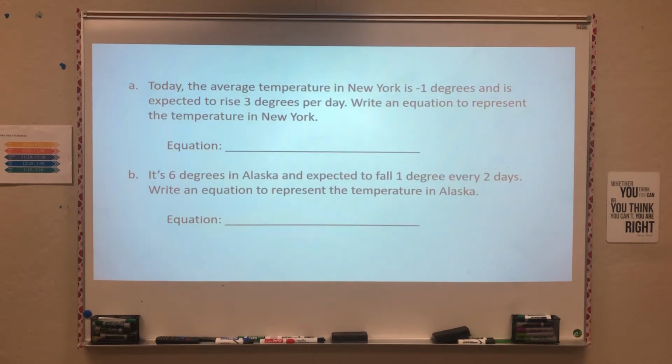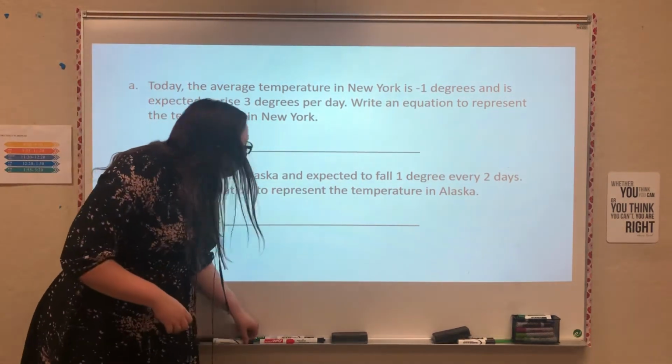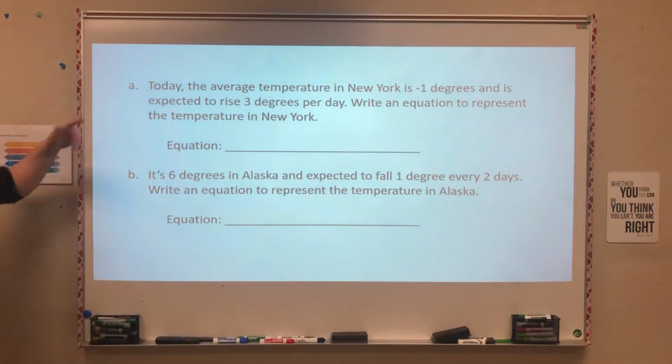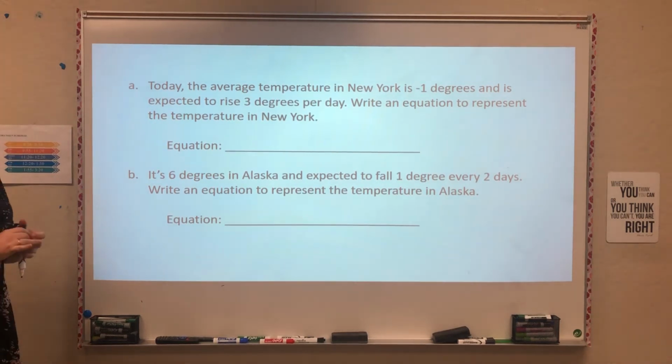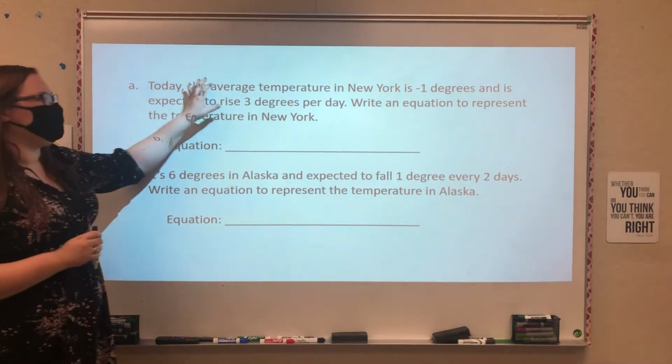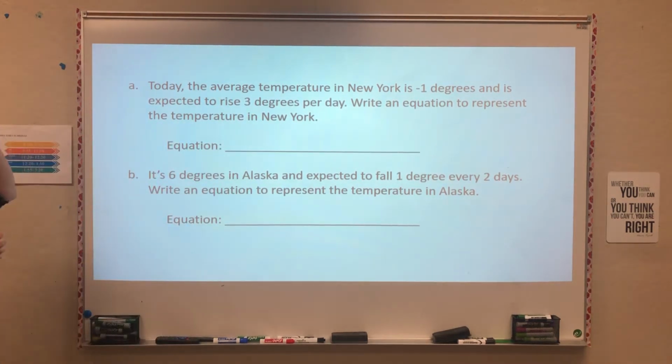So to start us off, I've got this word problem here we're going to look at about temperature. In the first part, it says, today the average temperature in New York is -1 degrees and is expected to rise 3 degrees per day. And the first part's asking us, write an equation to represent the temperature in New York. We've done something similar to this back in Unit 1 of Algebra. If I wanted to represent this with an equation, what could I write down?